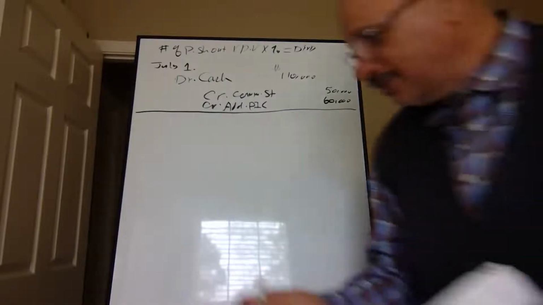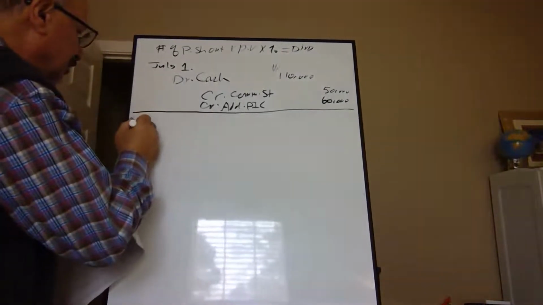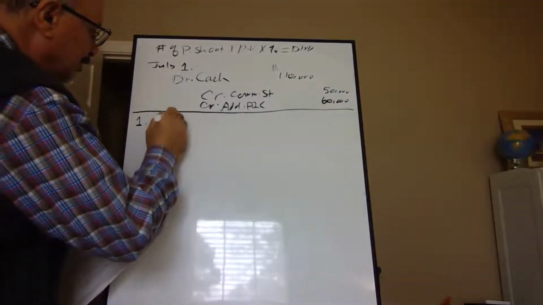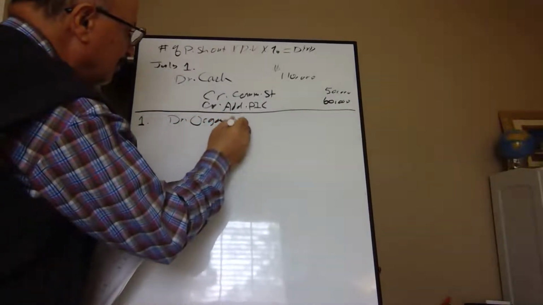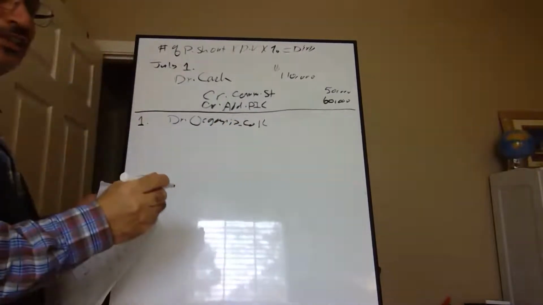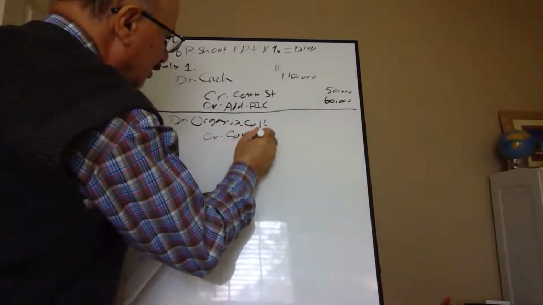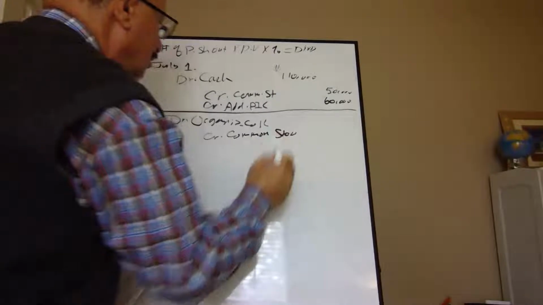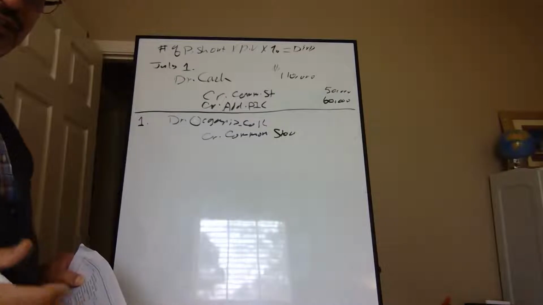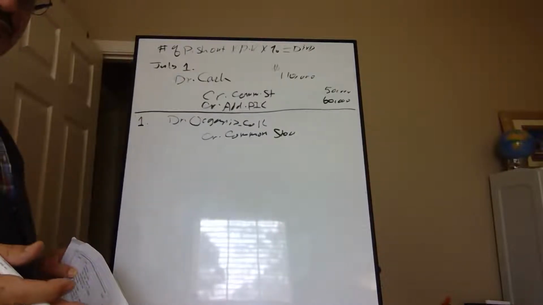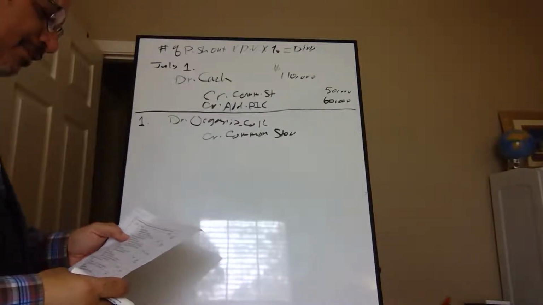Okay, so we're going to debit organization cost, and we're going to credit common stock. Instead of giving the lawyer, or whoever is in charge of this organization cost, cash, they are giving them shares of stock at $11 per share.